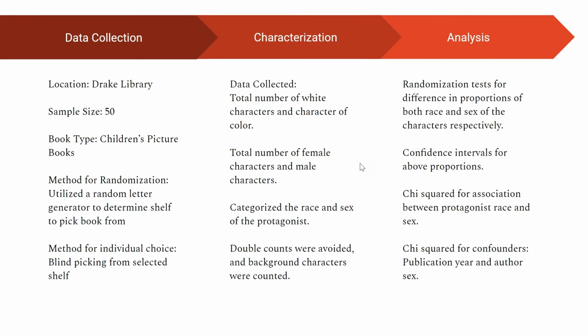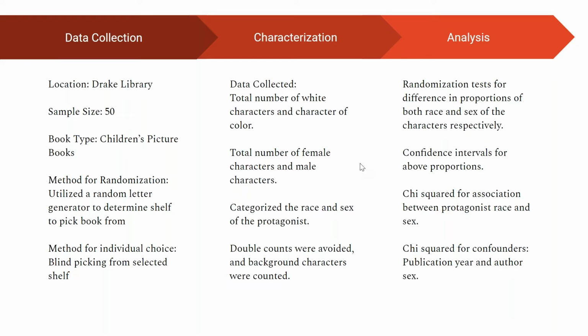For this project, there were no readily available data sets regarding representation in children's picture books, so we decided to collect the data. The data was collected from the children's section at Grinnell's Drake Library. There, the shelves are labeled with letters, so we generated random letters and blindly picked a picture book. We then went on to count the race and sex of every character, noting the protagonist. We included background characters too.